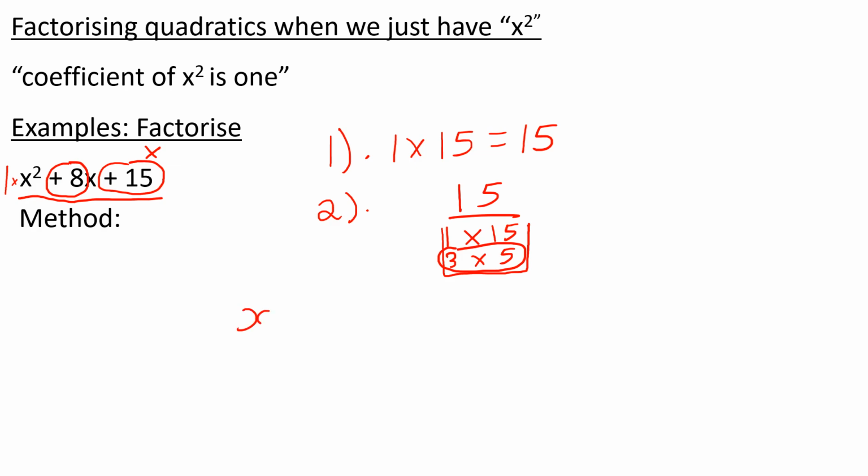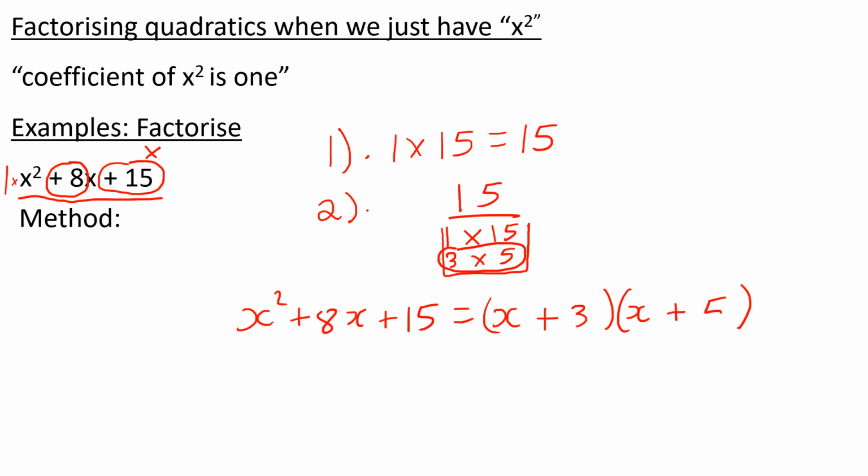So we can write x squared plus 8x plus 15 is equal to, and then we write down two brackets, x plus 3 and x plus 5. And this is our factorized form. If you remember from FOIL, if you expand the expression on the right hand side with FOIL, you will end up with x squared plus 8x plus 15.